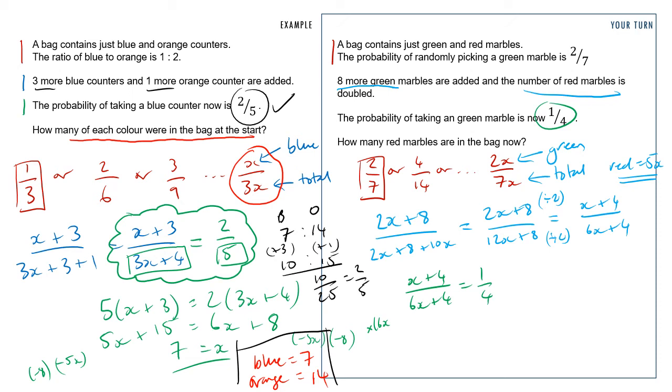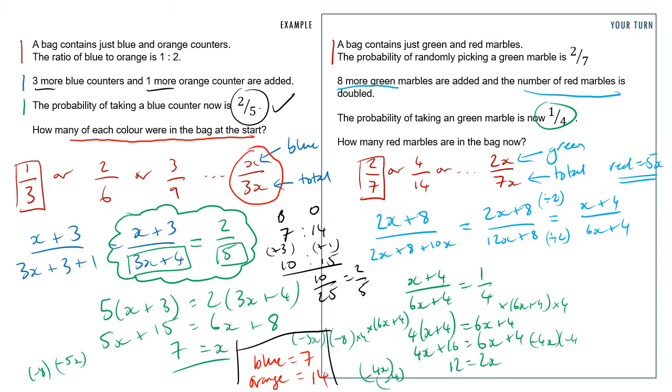So if we multiply both sides by 6x plus 4, and multiply both sides by 4, we need to multiply out the brackets and solve this for x. So that will give us 2x is 12, so x is equal to 6. Now, the question we're asked to find here is how many red marbles are in the bag now. So we started off with 5x. The number was doubled, so we've got 10x now, so the number of red should be 60.